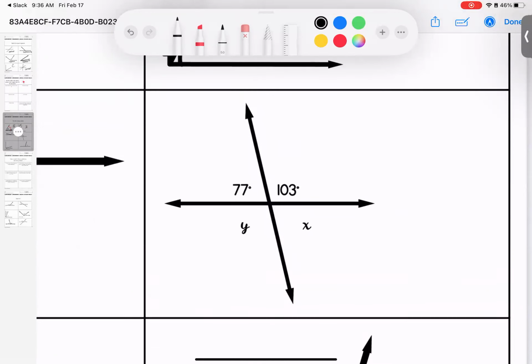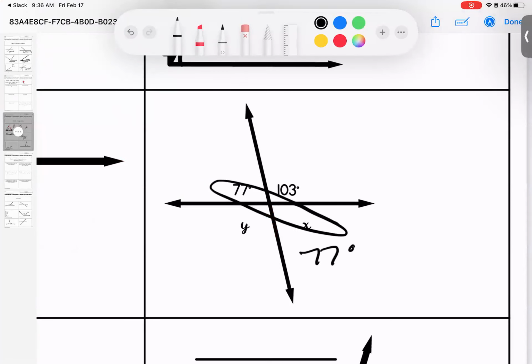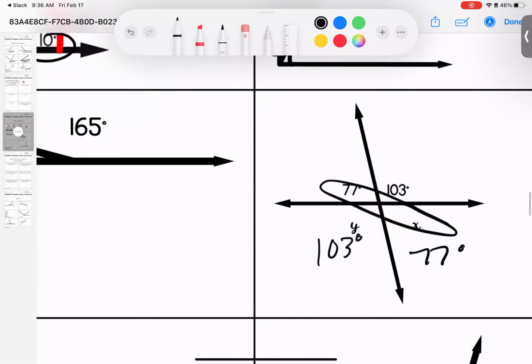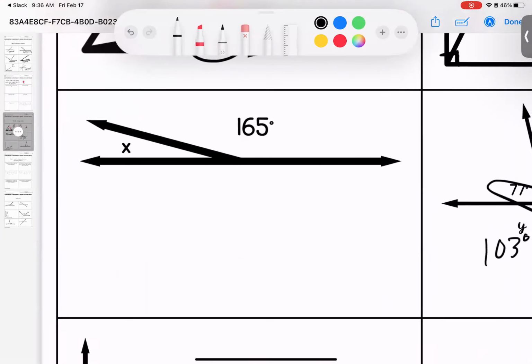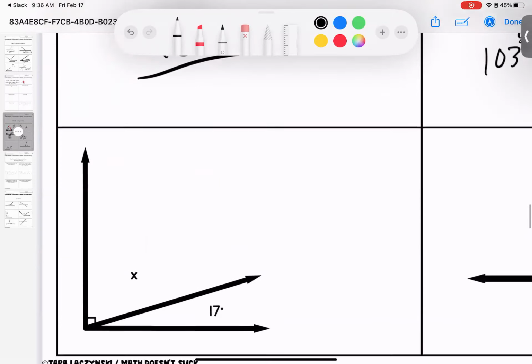Down here, I'm using what I know about angles and how they work together. So x and 77 are going to be equivalent. Y and 103 are going to be equivalent. I know that this is a straight line, which is 180 degrees. 165 of it is already shown, meaning that x is going to be equal to 15 degrees.